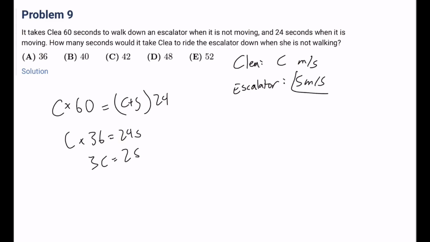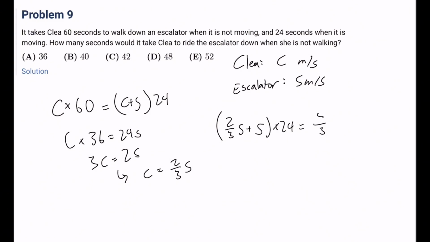Now, since what we want is the value of s, then we can just convert c as equal to 2 over 3 s, and then put that in here, right? So that will give us 2 over 3 s plus s times 24. This is going to be equal to 3 over 5 s times 24. This is going to be s times 40, so it's 40 seconds, and that's our answer.